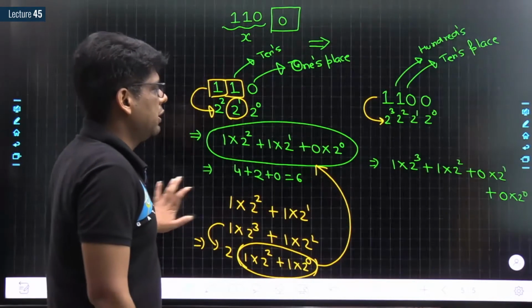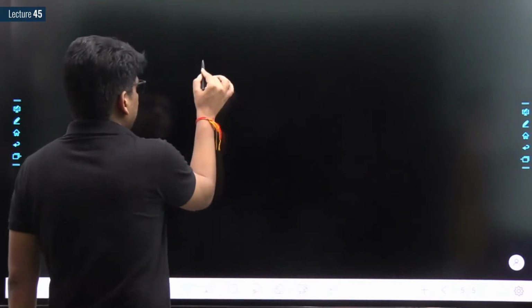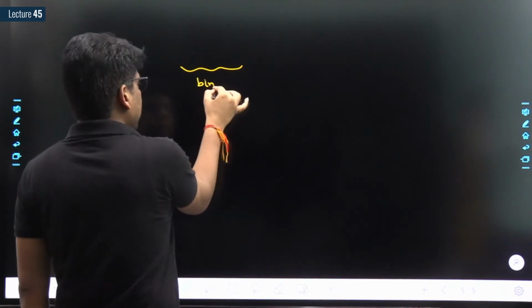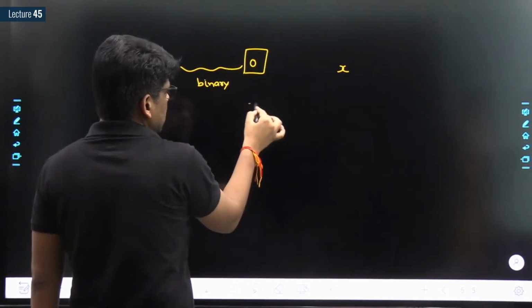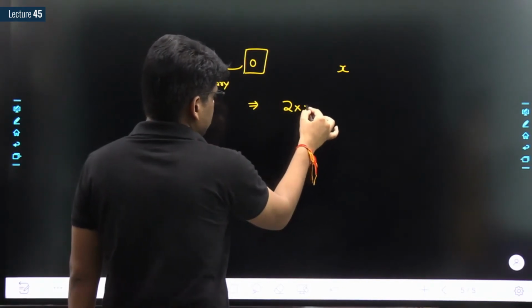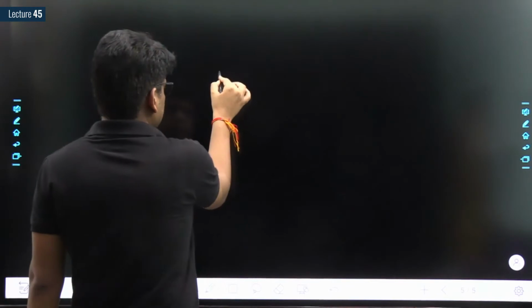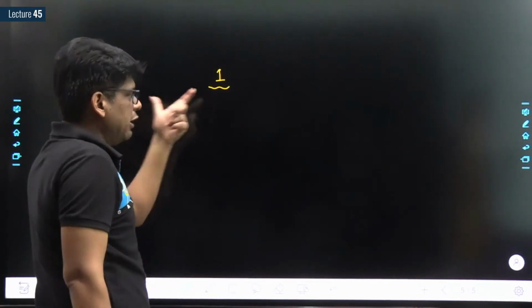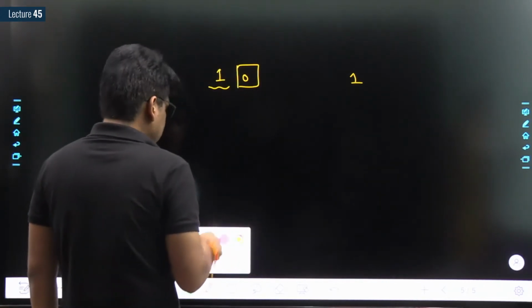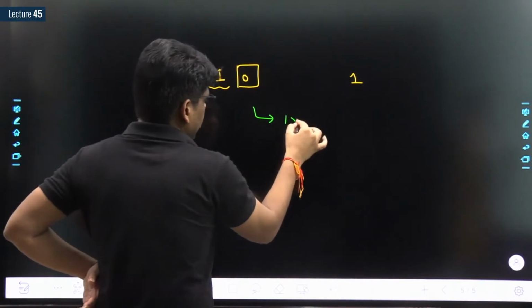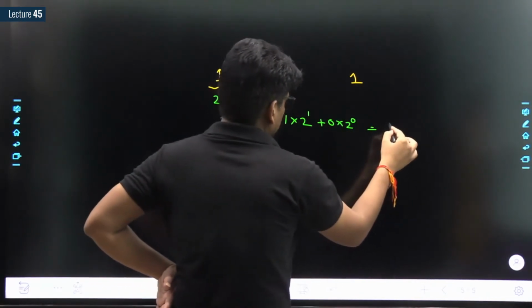That means, try to understand. Although I have already discussed this topic, let me revise it again. Whenever we have a binary number whose value is x, if I append a 0, what is the new value? The new value becomes 2 into x, or 2x. What is the concept? Try to understand. Let us suppose we have a binary value 1. The value is 1. If I append a 0, let's see what the value becomes. The value can be calculated as 1 into 2 to the power 1 plus 0 into 2 to the power 0, which is nothing but 2.